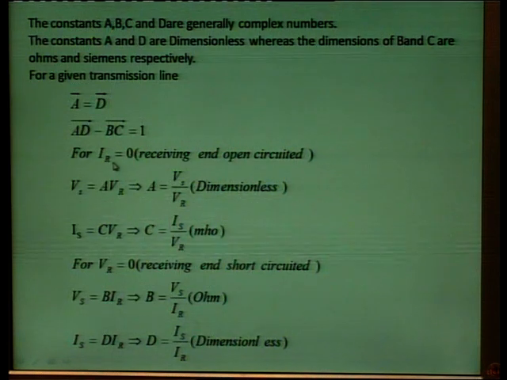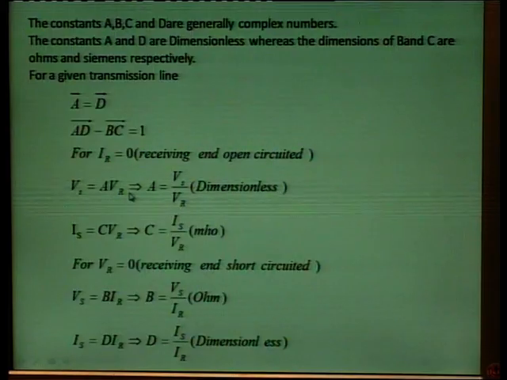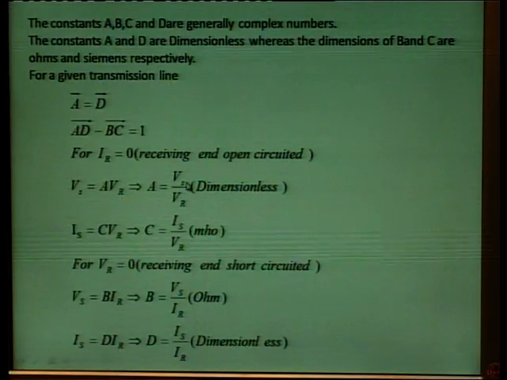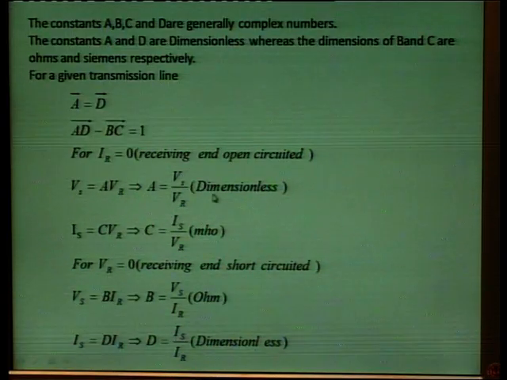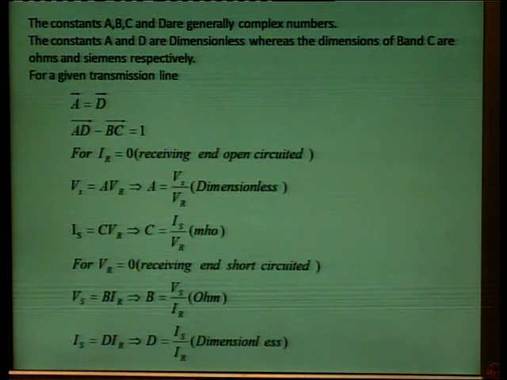When the receiving end is open circuited, Ir is equal to 0. So in the equation Vs equal to A Vr plus B Ir, substituting Ir equal to 0, we get Vs is equal to A Vr, or we can write that A is equal to Vs by Vr. As A is the ratio of the voltage quantities at the sending end and receiving end, it is a dimensionless quantity. So it has been proved that A is a dimensionless quantity because it is the ratio of the voltages of the sending end and the receiving end.